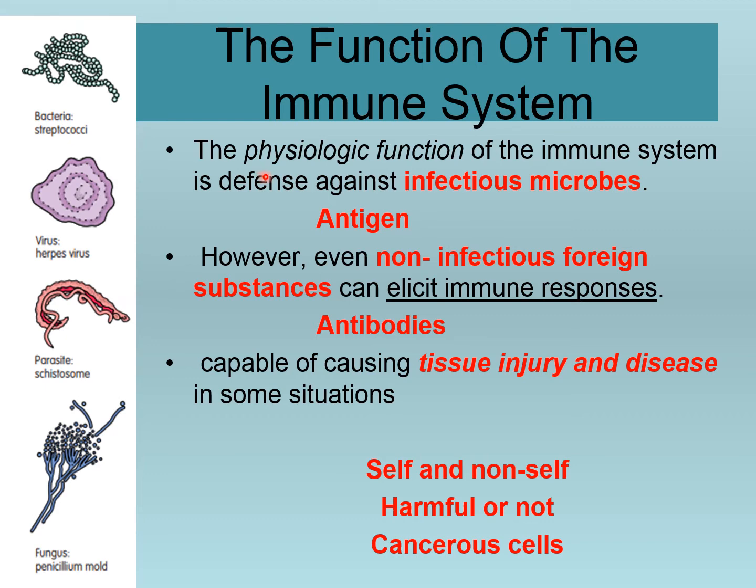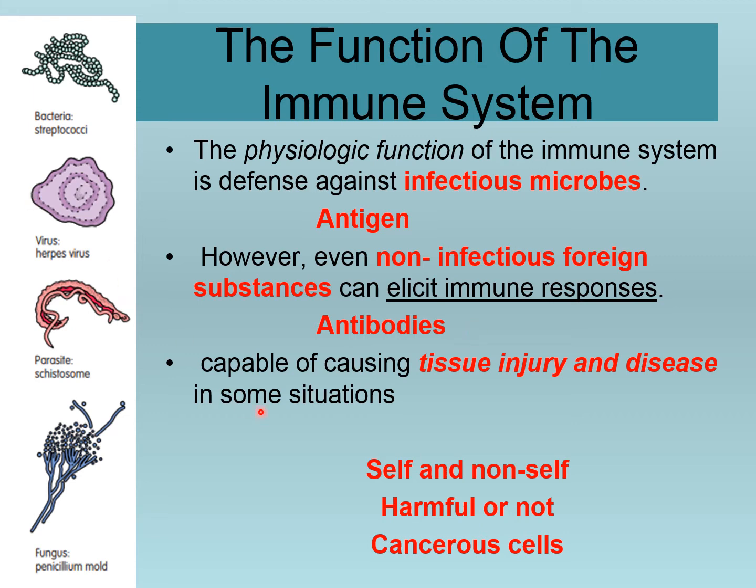So the primary function of the immune system is to defend against infectious microbes, which can be bacteria, viruses, parasites, and fungi. Anything which can trigger an immune response is called an antigen. But there are some non-infectious foreign substances which can also elicit an immune response by producing antigen-specific proteins called antibodies.